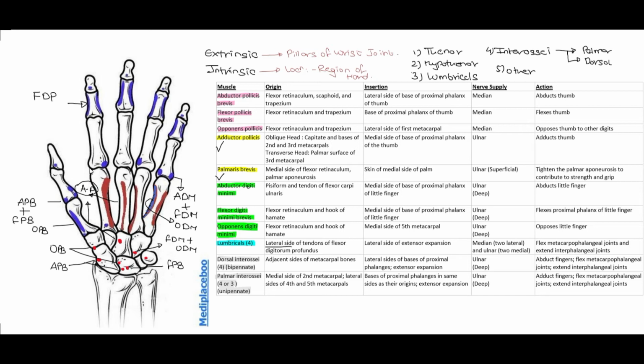The rest of the origination points are for the palmar interossei muscles, which are mostly 4 in number but could sometimes be 3. So the palmar interossei are unipennate muscles and originate from the medial aspect, which means the ulnar aspect of the 2nd to 5th metacarpal bone. So here we have the origination for the second palmar interossei muscle.